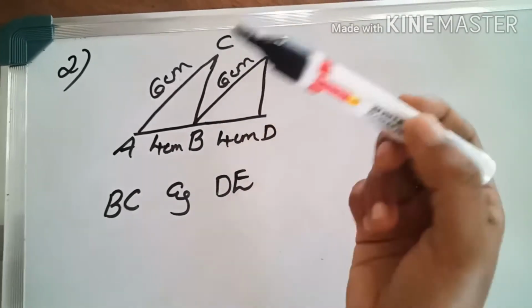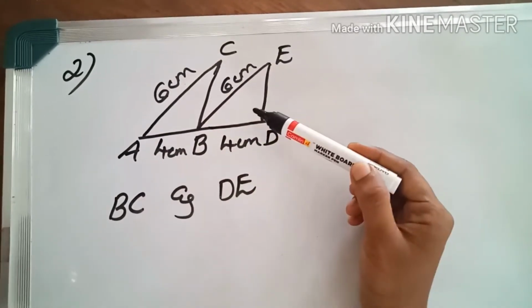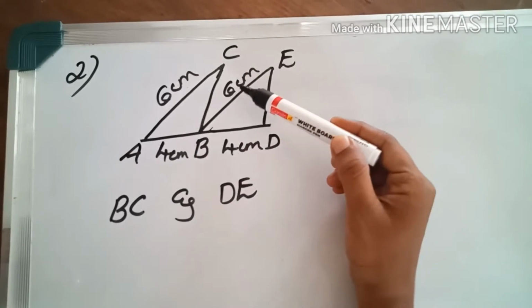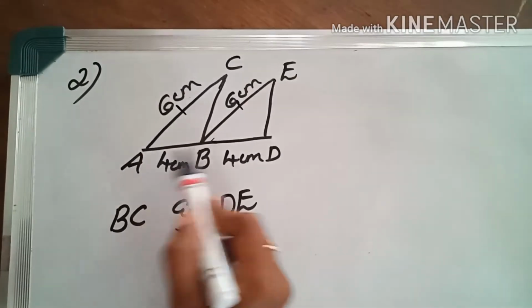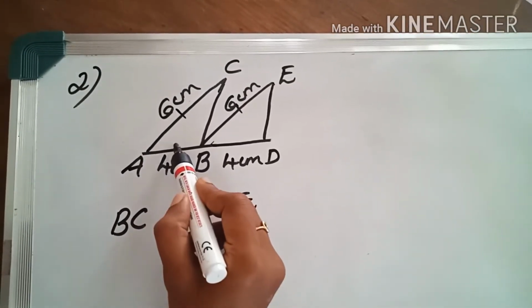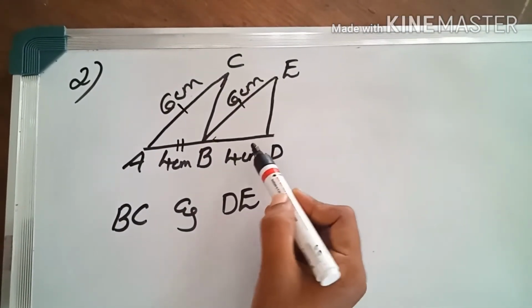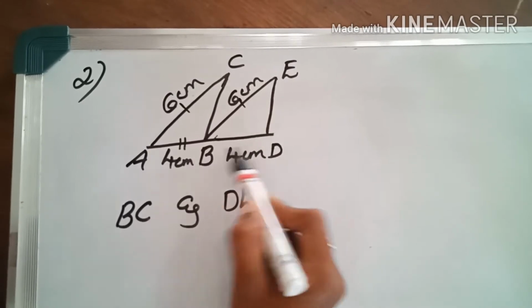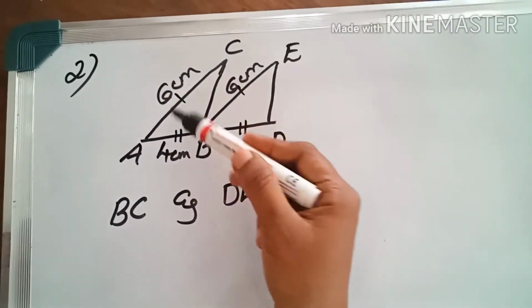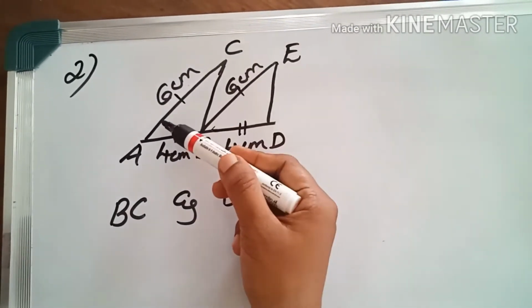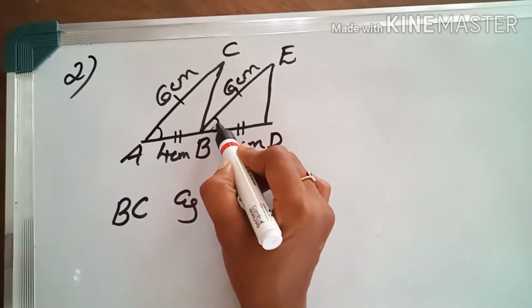So let's check here. Here 6 centimeter. For the first triangle AC is 6 centimeter. For the second triangle also BE is 6 centimeter. That means one side is equal. Now check the base side. For the first triangle, the second side AB is 4 centimeter. For the second triangle also a 4 centimeter side is here, that is BD. So the second side is also given. Now two sides are equal and what do we need more? The angle between them also must be equal. But here angles are not given.